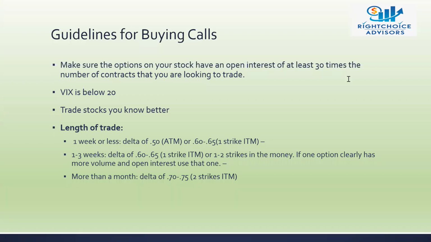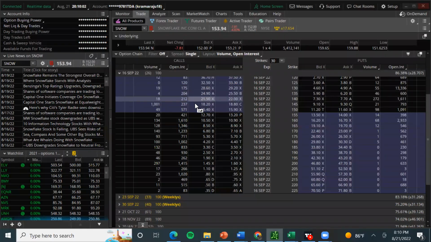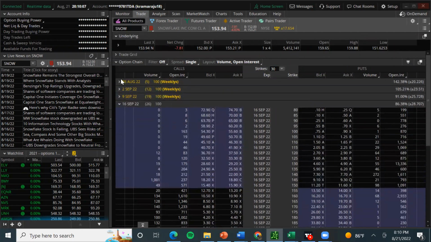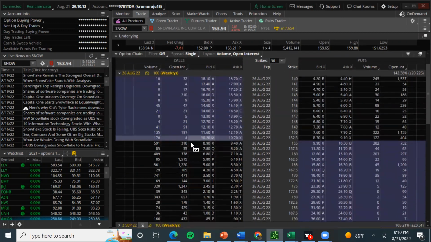Again, I hope you all remember what open interest is. For example, let us say I want to buy SNOW. I am expecting SNOW will move very well this week. If you see the open interest for this particular 157.5, it is only 35. For the 155, it is 310. Whereas for 162.5, there is a huge open interest. That means there are a lot of people who are interested at 162.5 or 160.